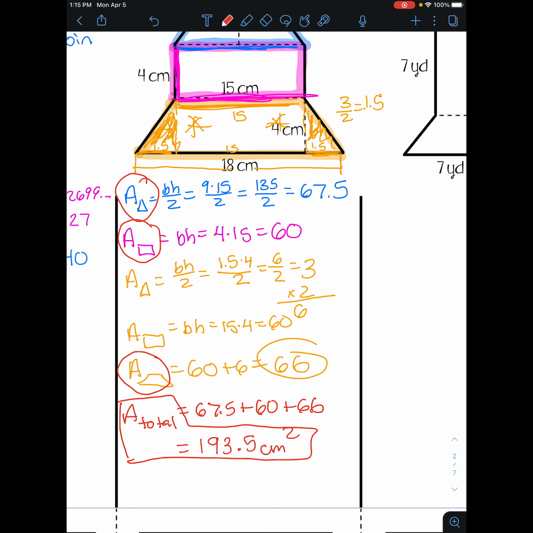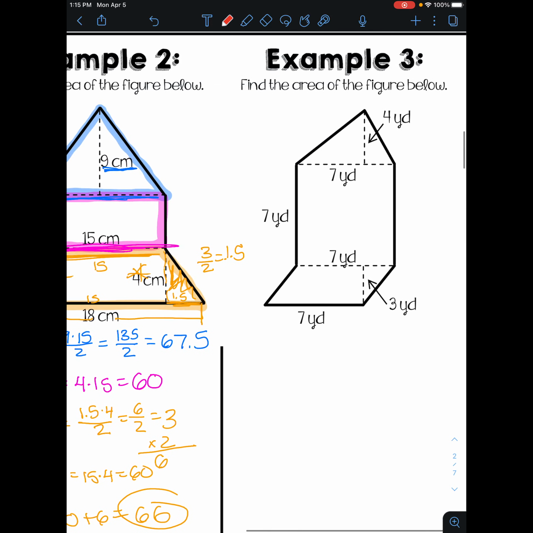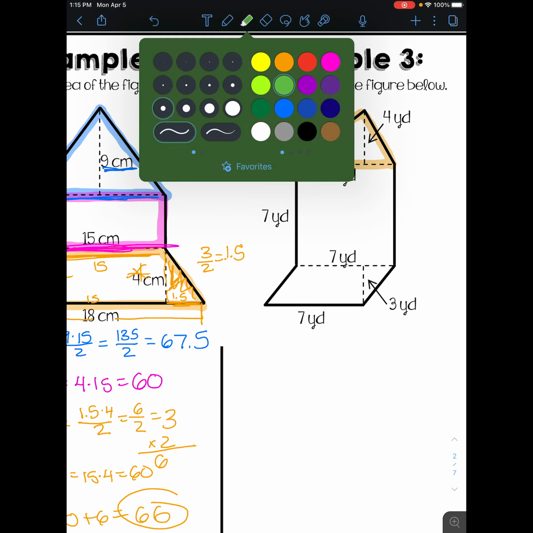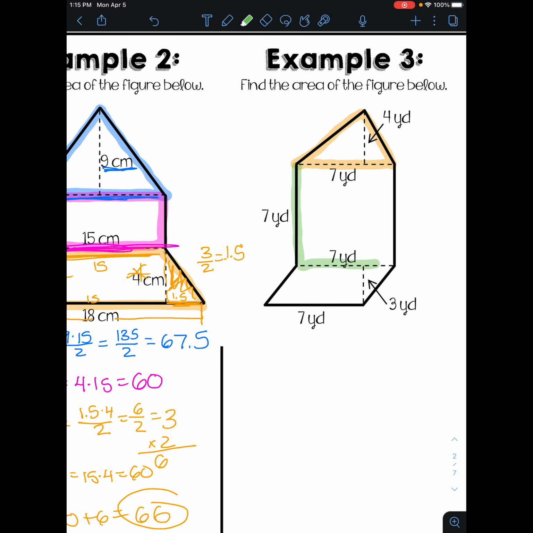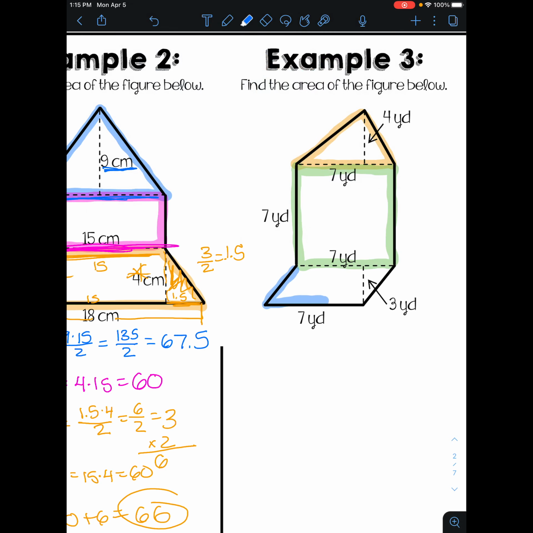All right, if you're getting the hang of it, give this next one a try. If not, stick with us. We're right here and we'll do it together. All right, break out those colors. We've got our triangle on top. We've got our rectangle in the middle. And we've got our parallelogram on the bottom.